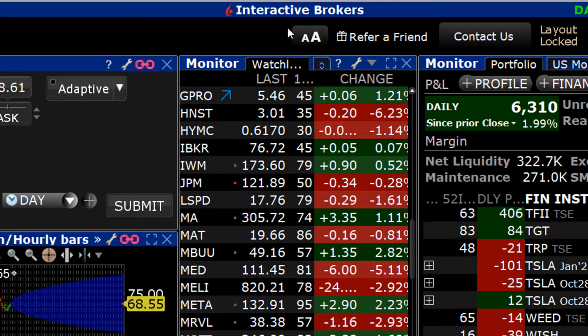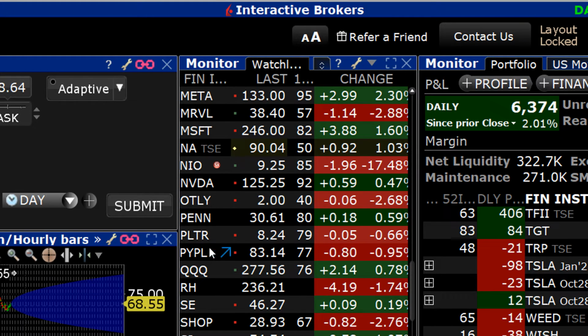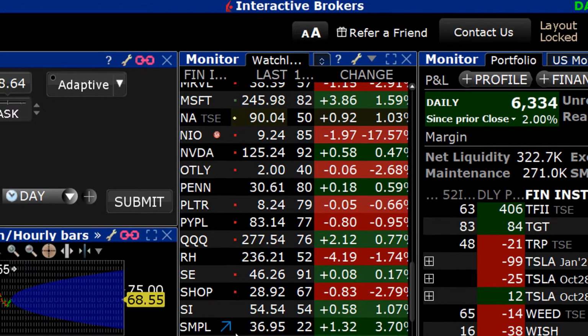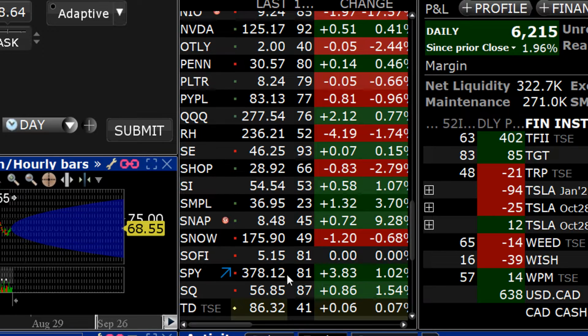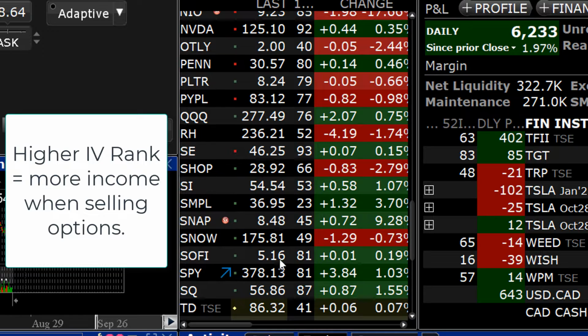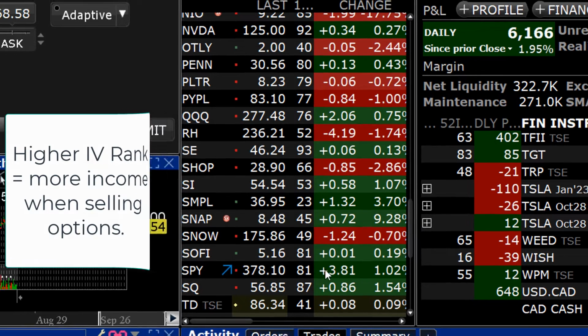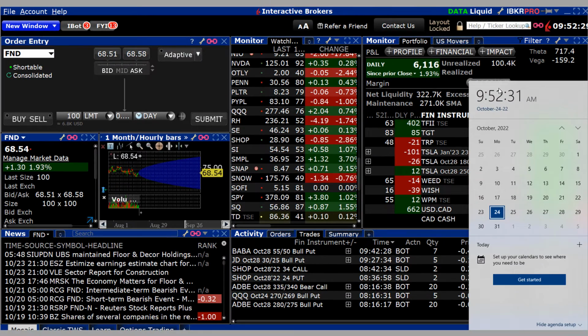So for IWM, the IV rank is 79, so that's pretty high. Basically, it goes from 0 to 100, 100 being the highest, and then I'll go to QQQ, and that one is 76. And for SPY, right here, that's 81. So it looks like the Spider S&P 500 has the highest IV rank. This will change intraday as well, but right now this is the highest at 81. So I'm probably going to go with that because the higher the implied volatility, the more premiums I can make with the options. So it's 9:52 now.